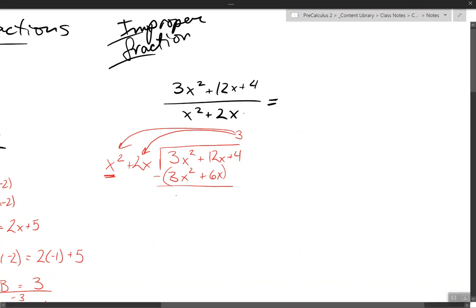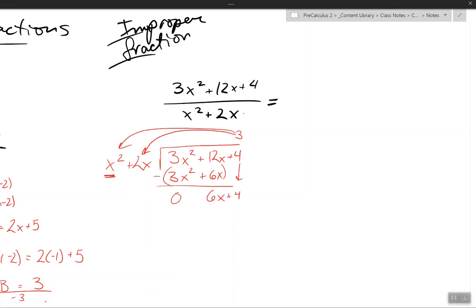So this first part should always be 0 as long as we picked the correct number. In this case it is. Then we have 12 minus 6x, which is 6x, and we bring down the 4. So at this point, that's a remainder, which is actually what we want. When we were doing the polynomial long division, the goal was to get factors that worked through cleanly and got us no remainder. This time we actually need the remainder because that is the fraction that we're going to decompose.